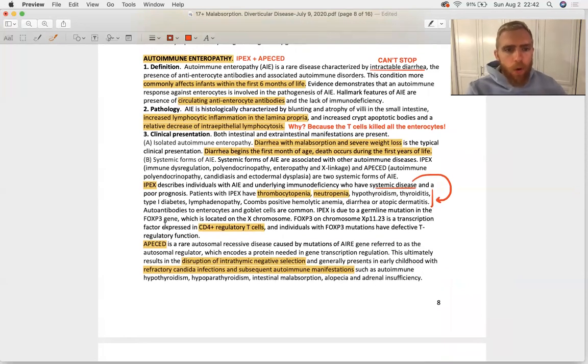Autoimmune enteropathy. What you're going to want to study from this section are these two things called IPEX and APECED. Let's go with that. So those are the need to know ones. And autoimmune enteropathy is a disease of infancy, disease of children, characterized by intractable diarrhea. You just cannot stop using the bathroom. And you're going to see antibodies directed against enterocytes.